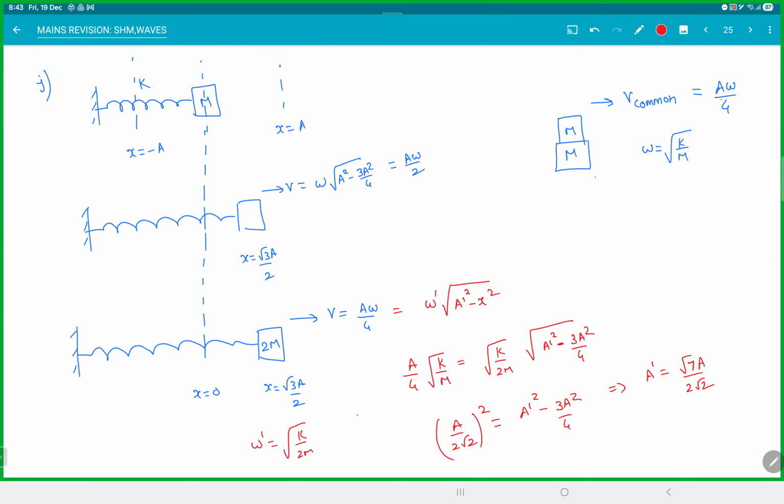Understood what we did? The mean position is still x equal to 0 only. The moment you stuck the block, the velocity became half of the initial velocity. So this velocity must be equal to omega dash into root over A dash squared minus x squared. This formula is still valid, but the catch is that omega dash changed and A dash changed.